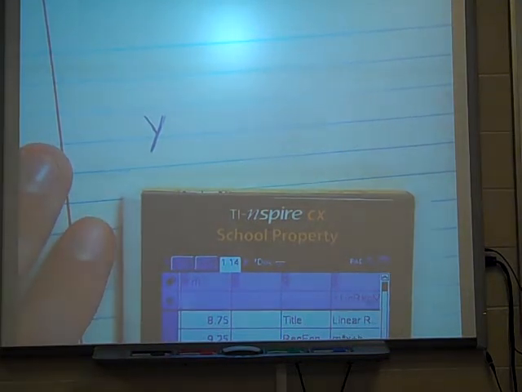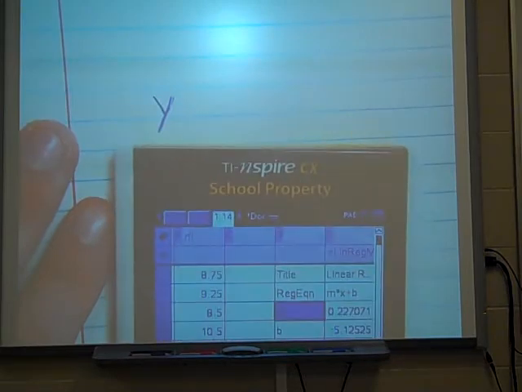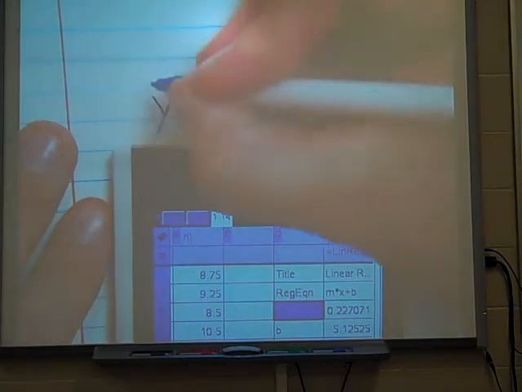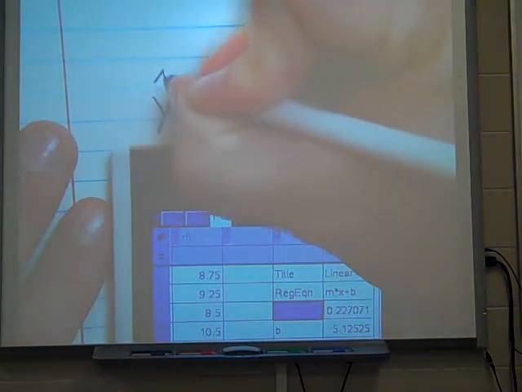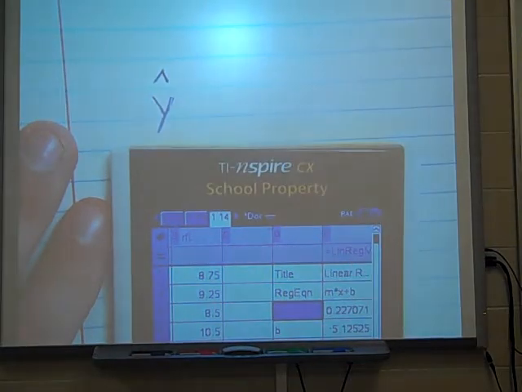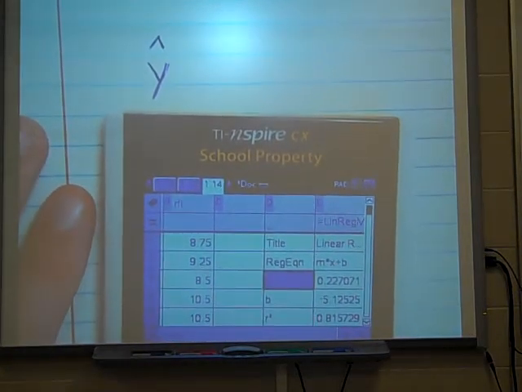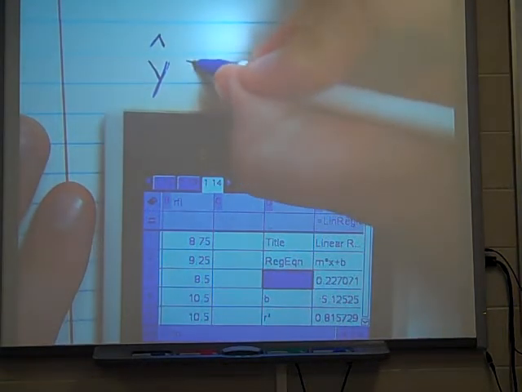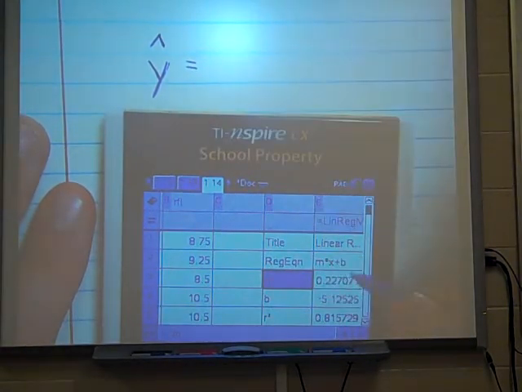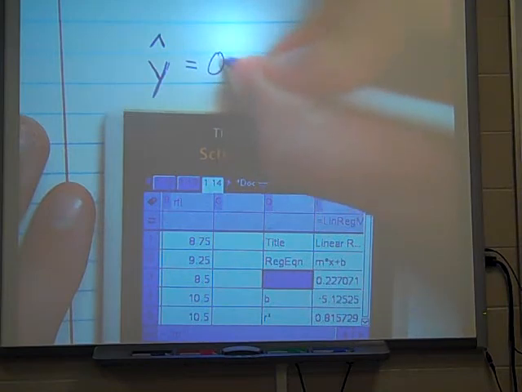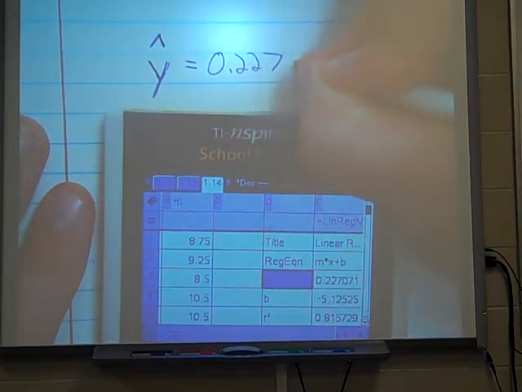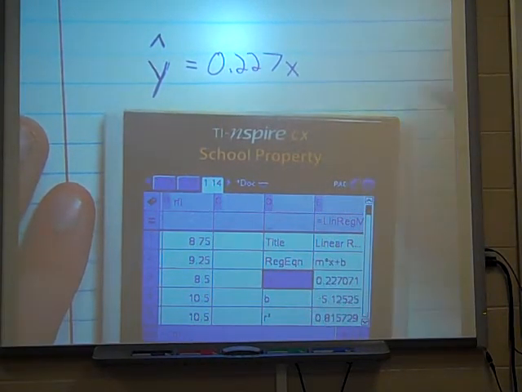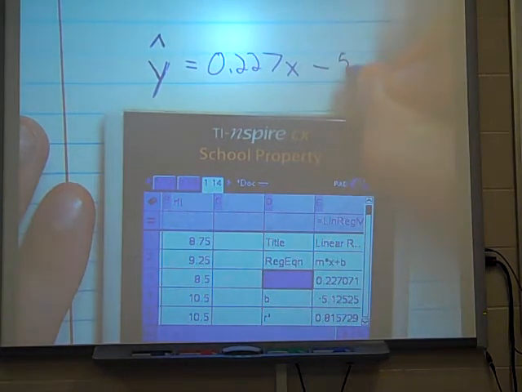Now, the thing about regression equations, the actual y values are the data points, right? This equation isn't going to give you the actual data points, it gives you the predicted data points. And so we actually call it y hat. It's like p hat, it's like our sample proportions trying to predict the population proportion. Y hat helps us predict what the y's are going to be on our regression equation. So we have that, and then that equals mx, so it's 0.227 x plus b, which is negative, so we'll do minus 5.125.